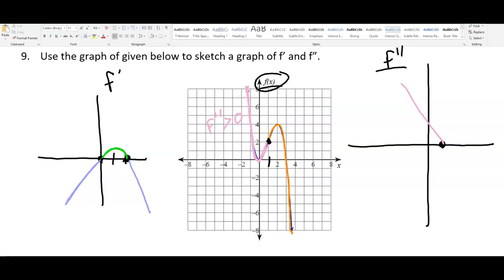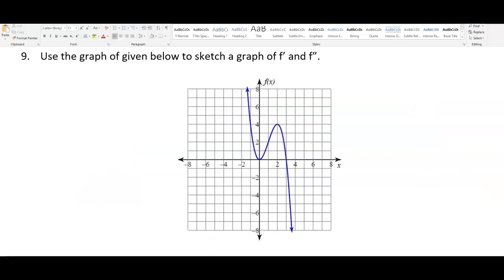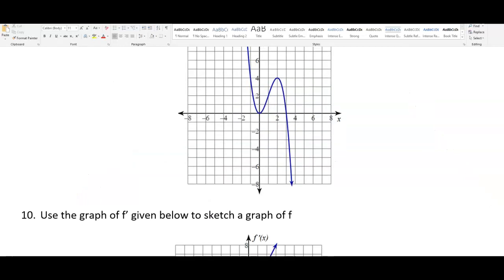And for anything to the right of that point of inflection, my function's concave down, so the second derivative is less than 0. So on the graph, that means it's below the x-axis. So there's your graphs of those two functions. Okay.